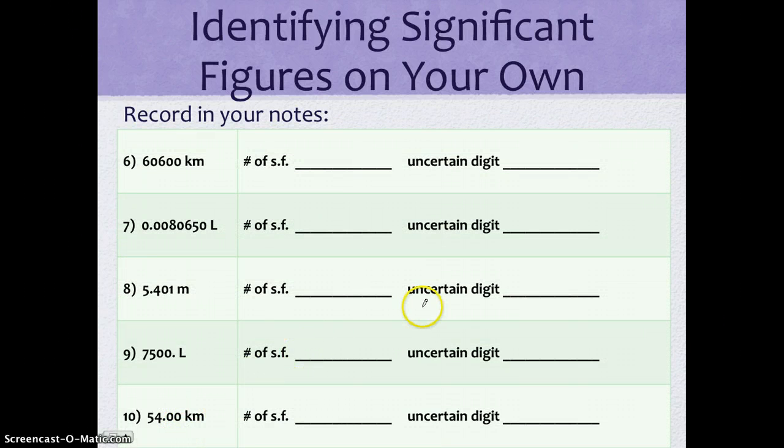So at this point in time, what you can do is you can freeze this video. It's going to end soon. Freeze this video and make sure that you look at the numbers carefully, you look at the rules, you determine how many significant figures are present in each of these measurements, and make sure that you record the uncertain digit in each case. All right, so you'll have to look over here, determine which numbers are the significant digits and which is the last significant digit, and put that number in the blank right here.